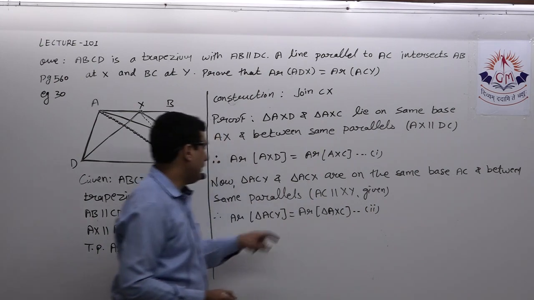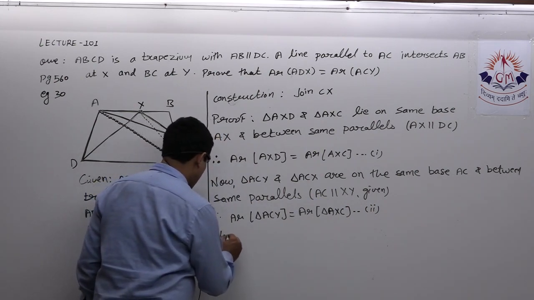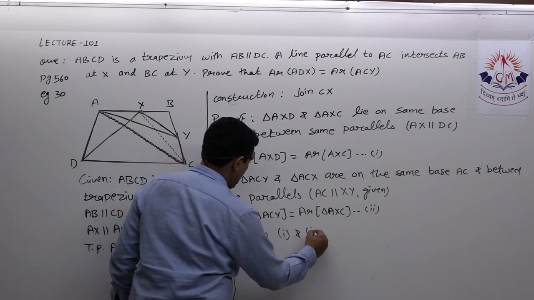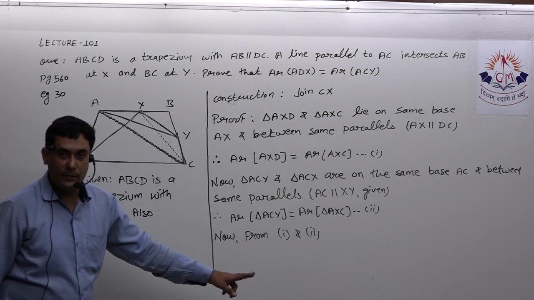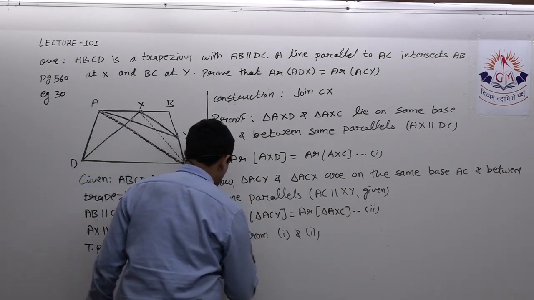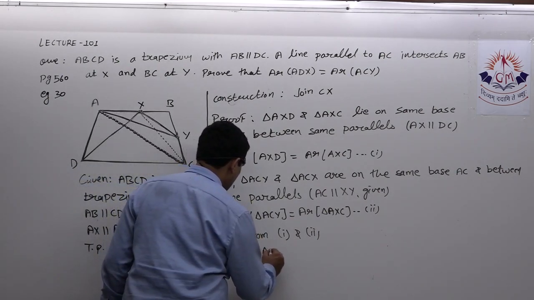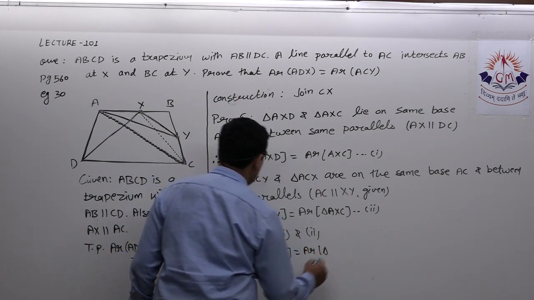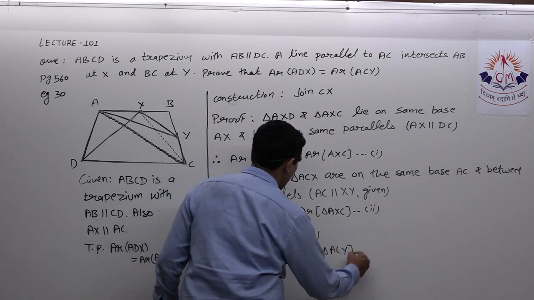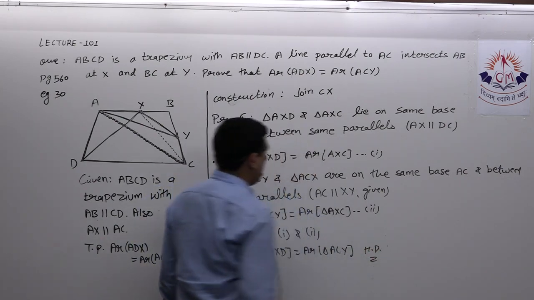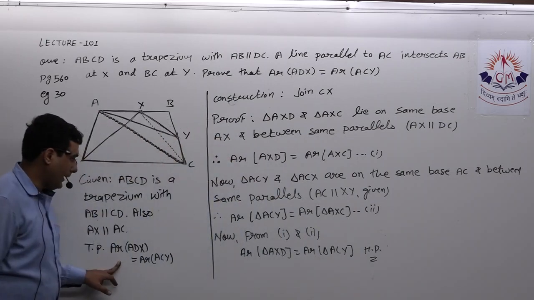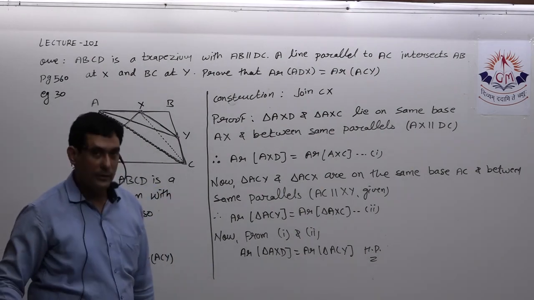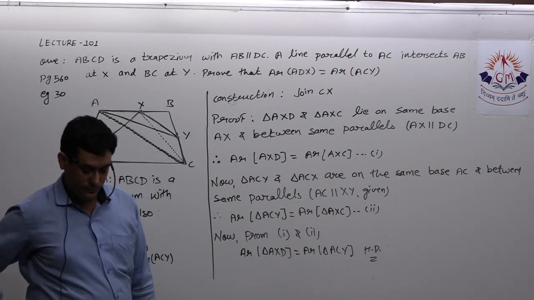So from first and second, in these two equations you can see right hand sides are equal, therefore left hand sides must be equal. Therefore area triangle AXD is equal to area triangle ACY. Hence proved. That was the thing that we had to prove. Area triangle ADX or AXD is the same thing. So please note it down. Then we'll see the next question.